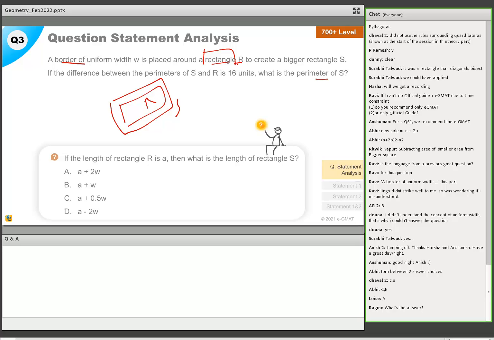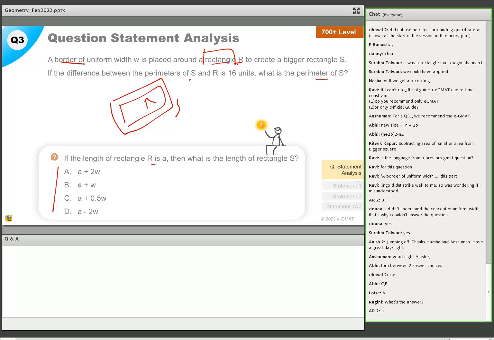pay attention. The difference between the perimeters of the small rectangle and the big rectangle is 16 units. What is the perimeter of the big rectangle? That's what we're being asked, right? So again, let's very quickly discuss. If the length of the smaller rectangle is A, what is the length of the bigger rectangle? We've already discussed this. This should be very, very straightforward at this point. The concept remains the same. Absolutely, don't forget the second width. Both these widths should be considered. So far, so good. Now let's move on.